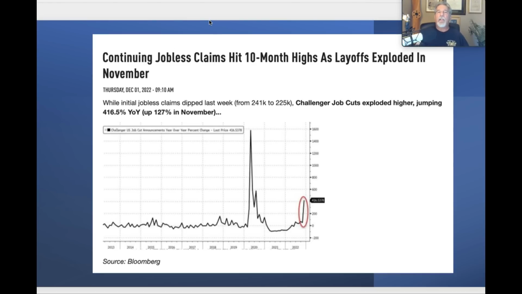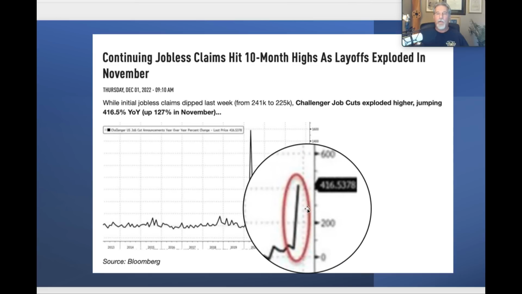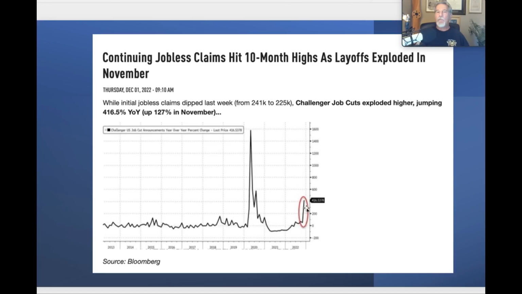Continuing jobless claims hit 10-month high right here as layoffs explode in November. This is a chart that you have to pay very close attention to. That is going straight up. There's no pivot points going lower. You see, folks, this is momentum in the opposite way that we want it to go. So if you want to make money, you have to know how to make money on the way down.